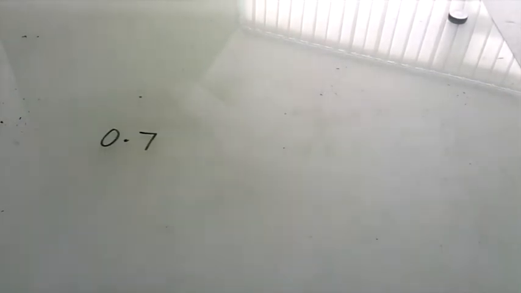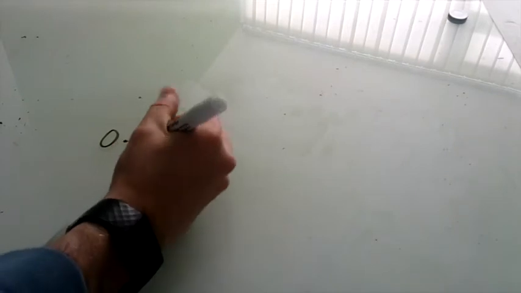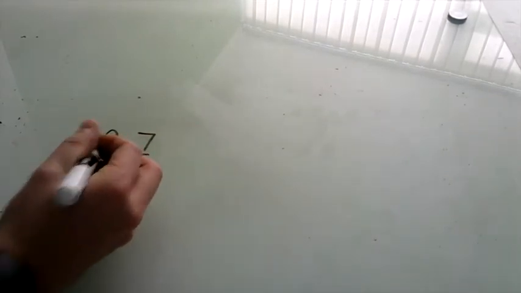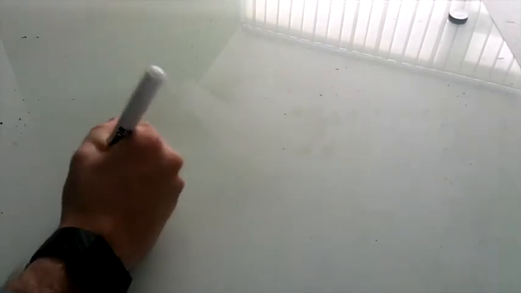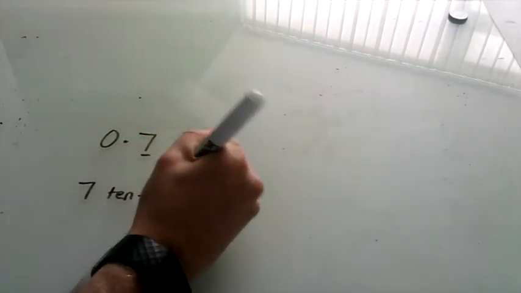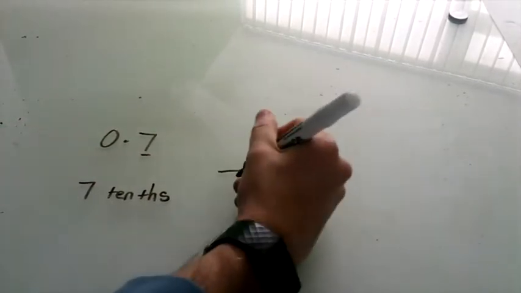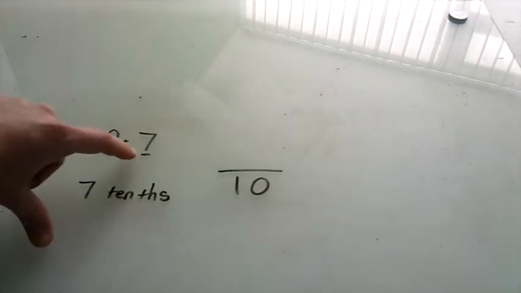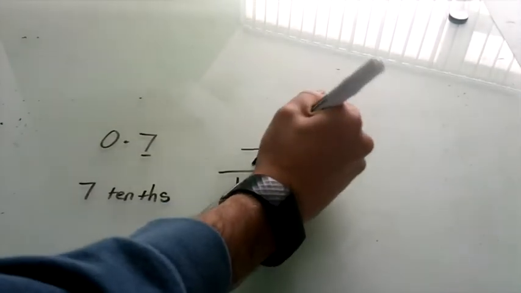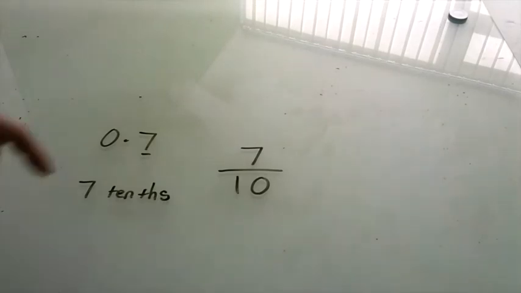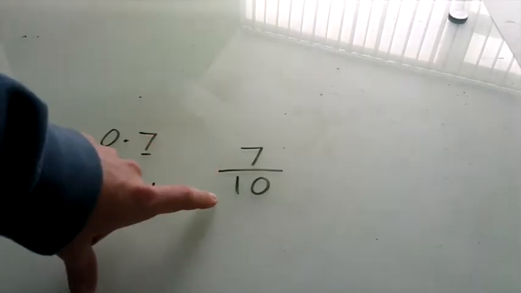Look at this one, we've got 0.7. So we've got nothing in the ones column, but we've got 7 tenths, because we've got 7 in the tenths column. So this value is in the tenths, so we put a 10 on the bottom. We've got 7 in the tenths column, so we put 7 on the top as our numerator. So you should have 7 as your numerator, 10 as your denominator, because it's 7 tenths. So we've converted 0.7 into a fraction.